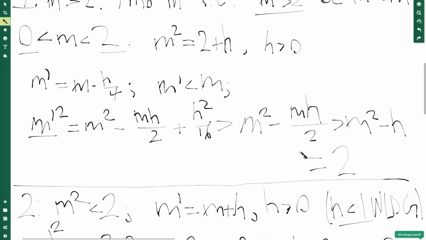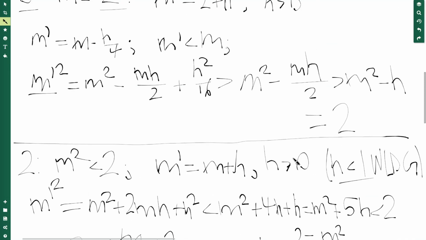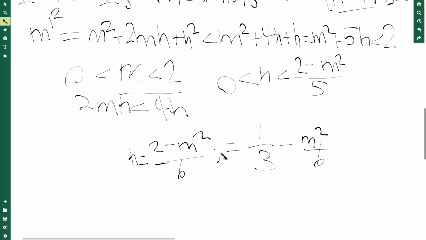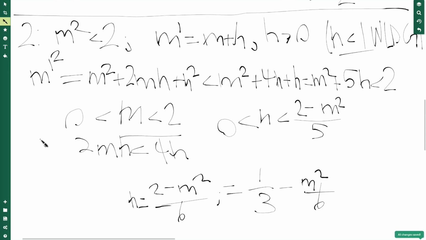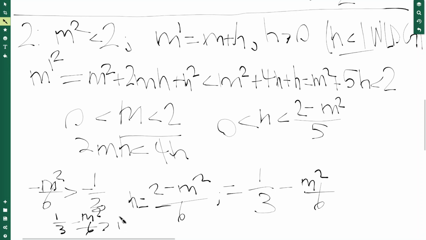I probably should just use my cursor. This works much better. But we have this, right? So if we multiply both sides by a negative 1/6, we have minus m squared over 6 is greater than minus 1/3. But that just tells us that, adding 1/3 to both sides, minus m squared over 6 is actually greater than 0. So that actually completes this proof.